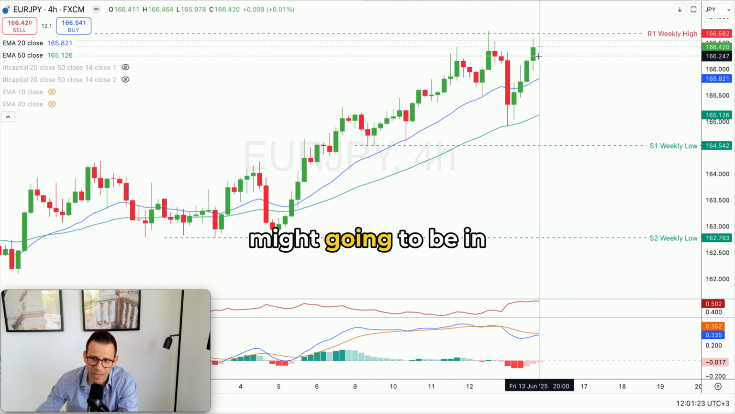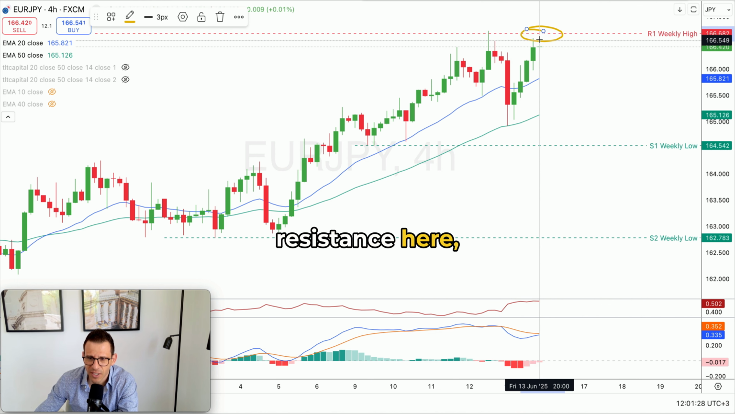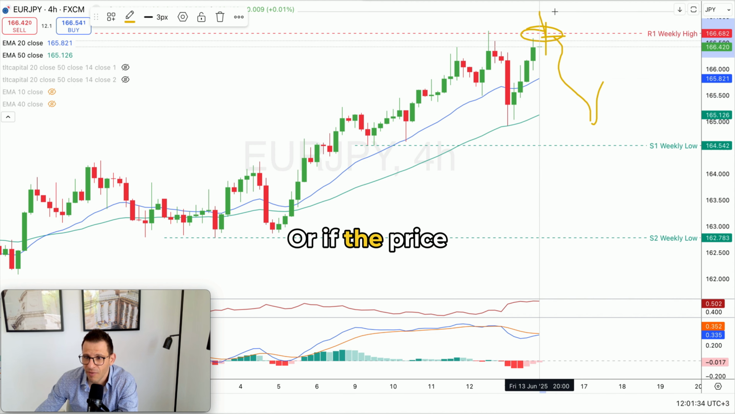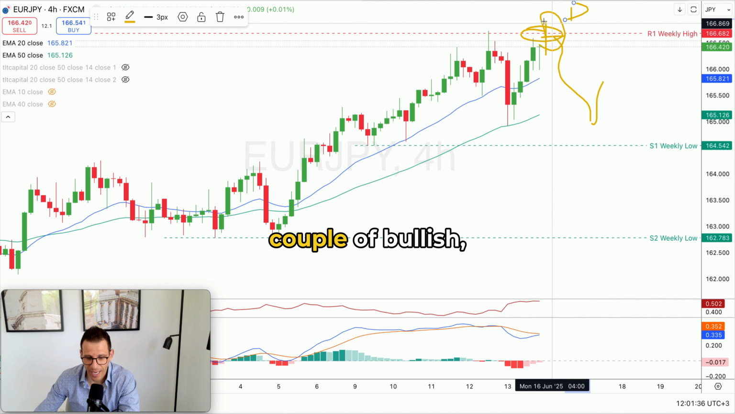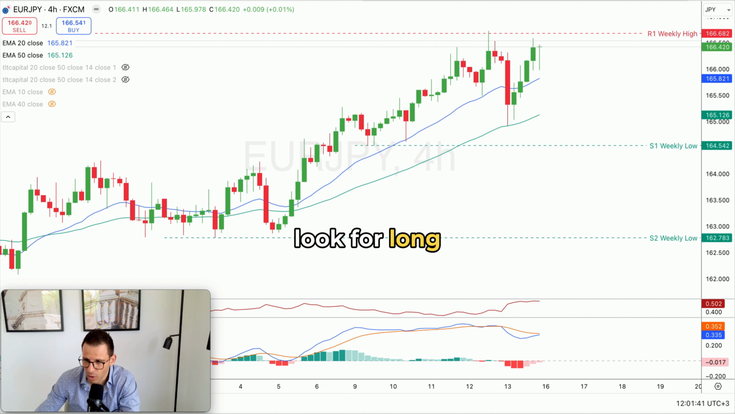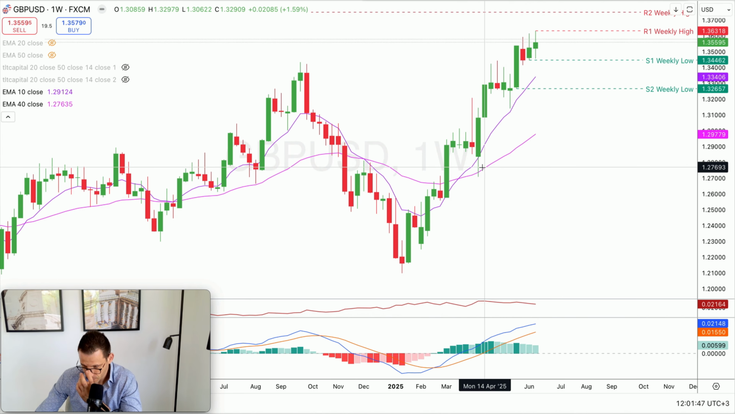So the market might be in a transition period. If it's going to find a strong resistance here, maybe it's going to form a double bottom somehow and it's going to decline. Or if the price penetrates this resistance with a couple of solid bullish candles, then we're going to look for long positions, because uptrend continuation might be the case.